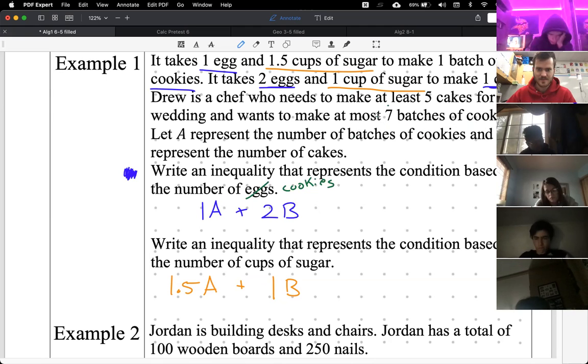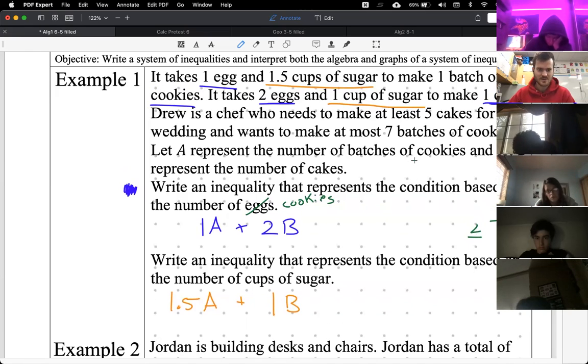Because we know that the maximum number of cookies is 7. So if I change this problem to say cookies, then we'd say, okay, we want to make less than or equal to 7 cookies. And then what is the thing that's attached to cookies? You'd have variables of eggs and sugar. So you'd say something along the lines of 1 egg plus 1.5 sugar has to be less than or equal to 7. Yeah, I think this problem is all messed up, guys.